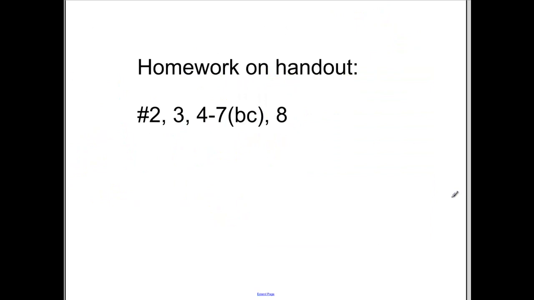Okay, so now it's your turn. You're going to find this handout posted on our class calendar under today's lesson. So today's lesson is on Friday. And I want you to try number 2, number 3, 4 to 7, sections B and C, and number 8. It's going to practice graphing and talking about horizontal stretches, compressions, and horizontal reflections, which are reflections over the y-axis.